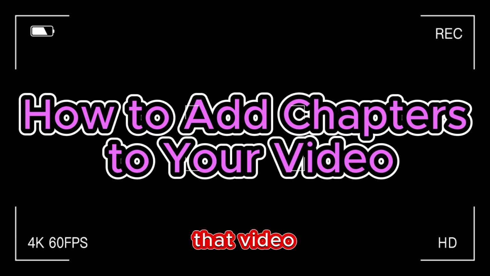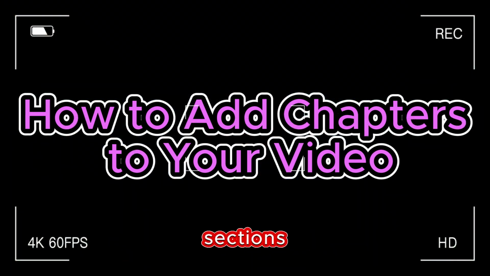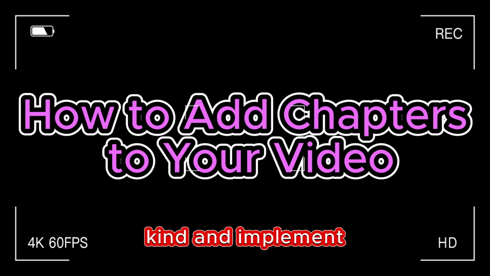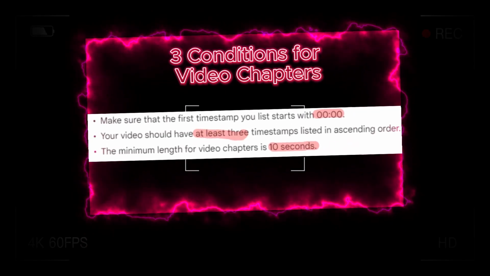Did you know that video chapters allow you to divide your YouTube video into easily accessible sections? This feature enables viewers to quickly jump to the specific parts they are interested in, saving them time and improving engagement. But how do you add these chapters to your videos?